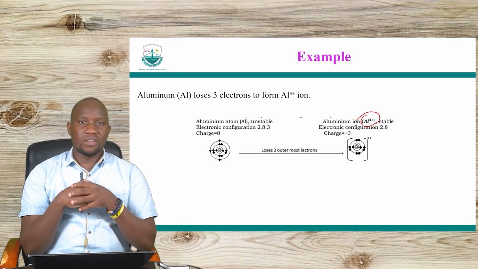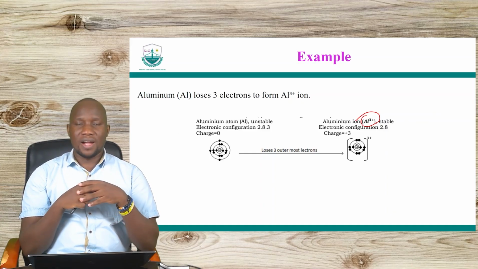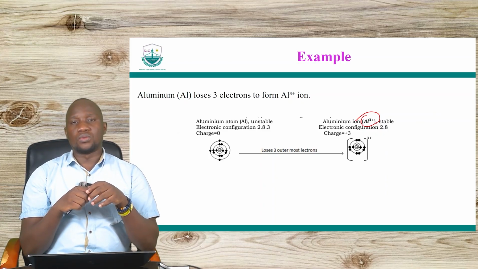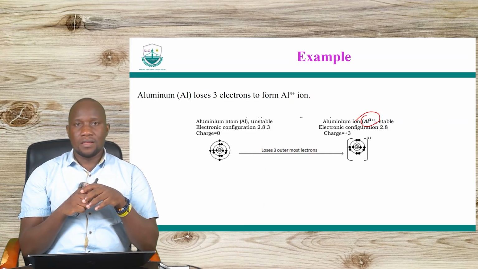So that marks the end of this presentation where we have looked at the noble gas configuration in relation to the creation of anions and cations.